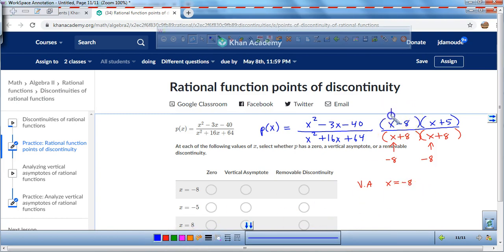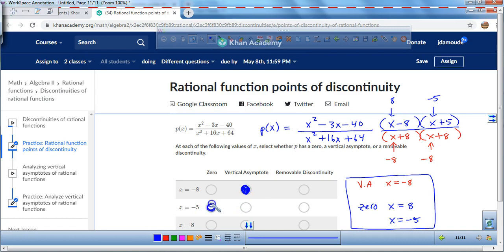Now there's a number that we could plug in to make the numerator equal to 0, and that number is 8. So we have a 0 in the numerator at x equals 8. And you can also have another 0 in the numerator at negative 5. So these are the answers I'm going to fill in: a vertical asymptote at x equals negative 8, a 0 at negative 5, and a 0 at positive 8.